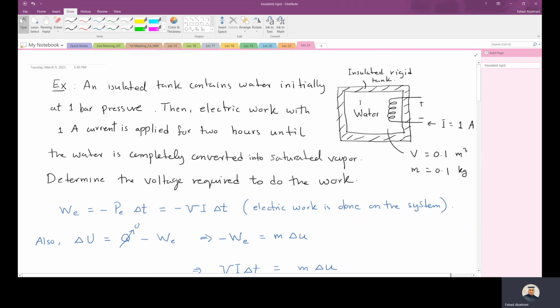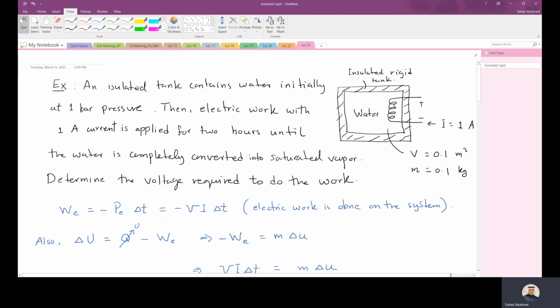That means there is no heat transfer in or out of the system. So I have an insulated tank that contains water initially at 1 bar pressure. So the pressure of this water is 1 bar. Then an electrical heater with 1 ampere. So there is a current, there is electrical work with 1 ampere.